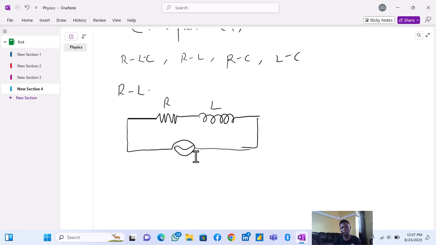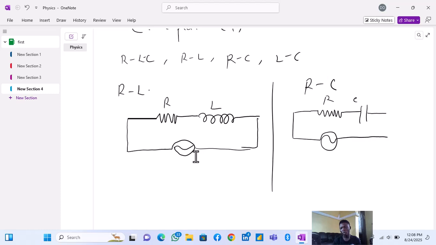So this is an RL circuit. Also, we can have an RC circuit, where you have the resistor and then the capacitor. So this is a resistor, this is a capacitor. You have the two of them together, obviously connected to an AC source.